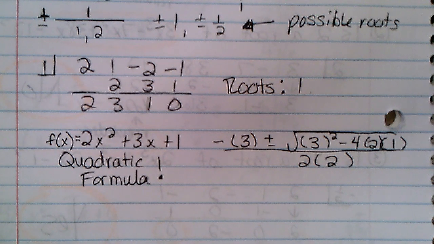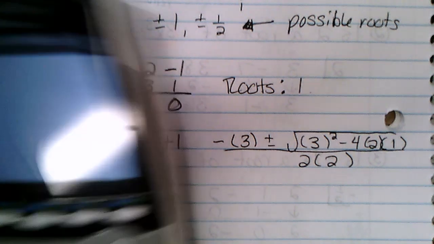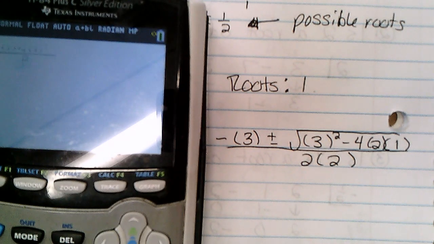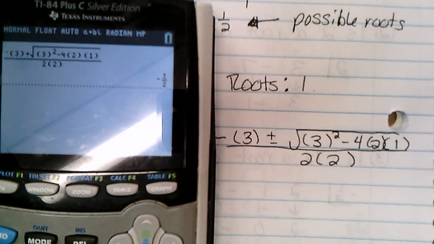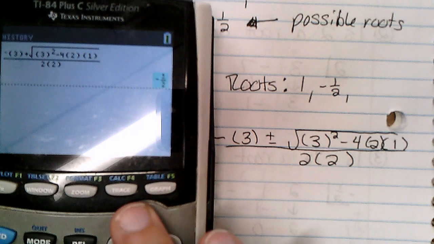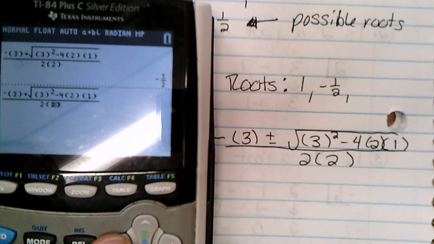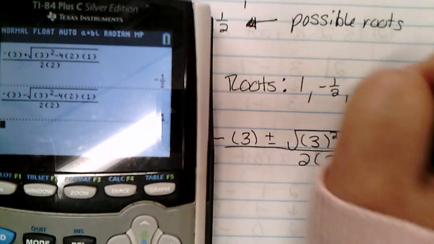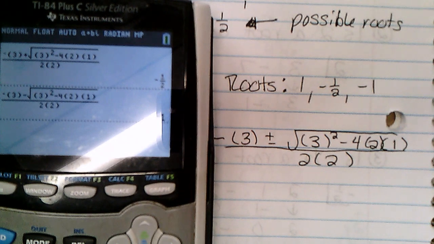Now all I have to do is plug that in. Negative 3 plus the square root of 3 squared minus 4 times 2 times 1, over 2 times 2. So my next root is negative 1/2. And then all I have to do is change that plus to a minus to get my third root, and it is negative 1.